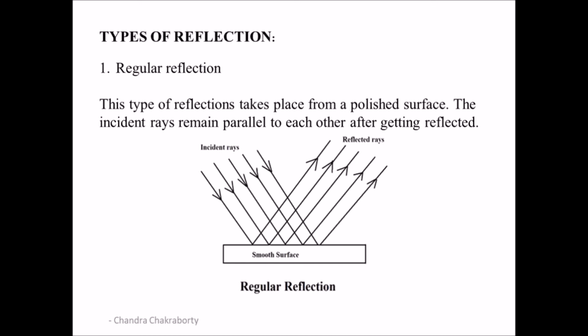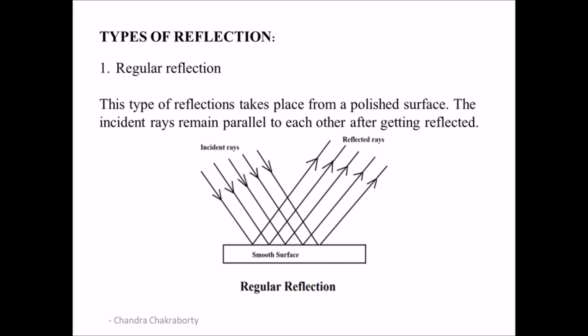Now, let's talk about different types of reflection. Reflection can be categorized into three different categories. The first one is regular reflection. The image itself clarifies what is regular reflection, isn't it? Here, the reflecting surface is smooth, it's regular. This type of reflection takes place from a polished surface which is smooth and regular.